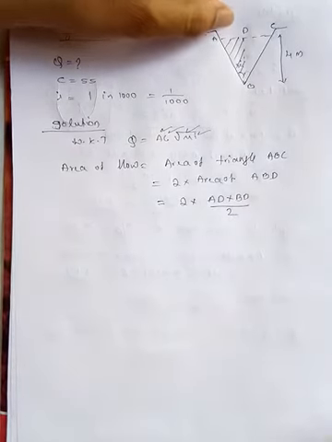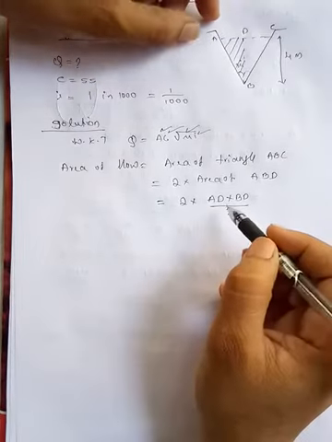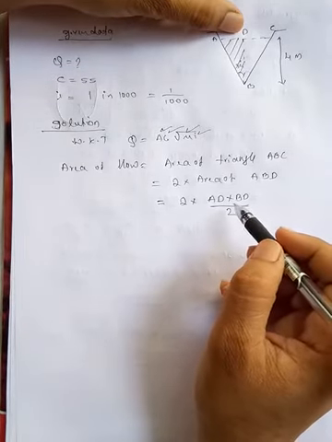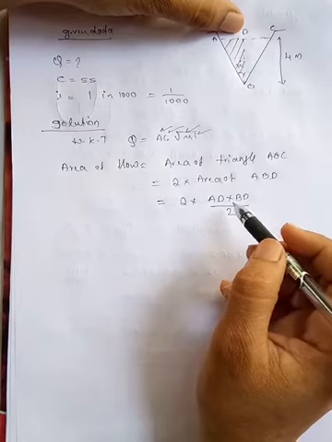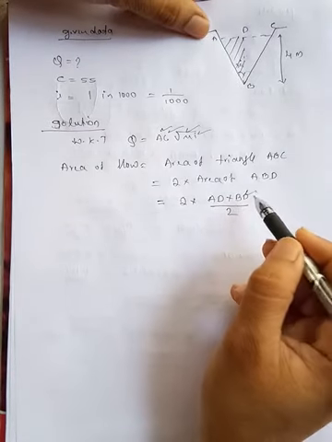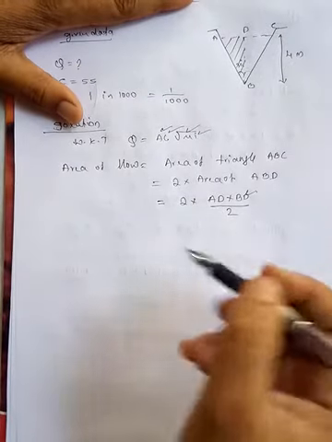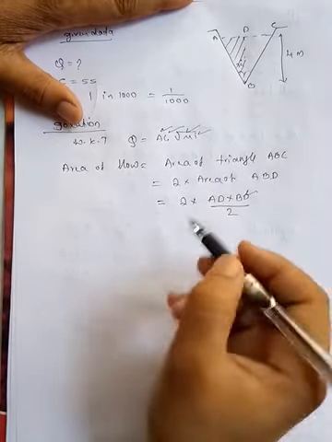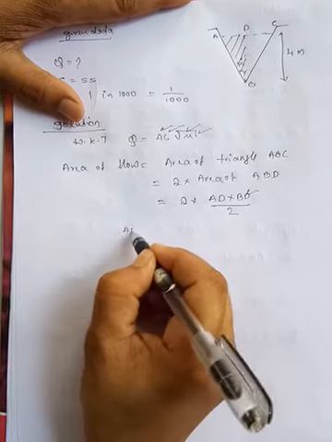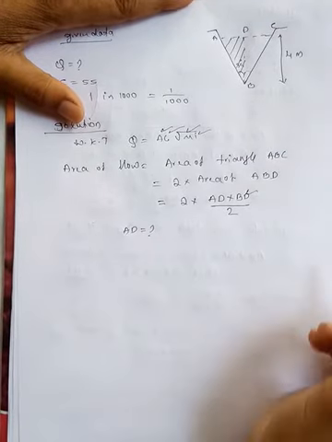Okay, this is the area of the triangle ABD. Here, what is the value of AD? You don't know the value of AD, but you know the value of BD. BD you already know, it is the depth of the flow, 4 meter. Now you have to find out the value of AD.